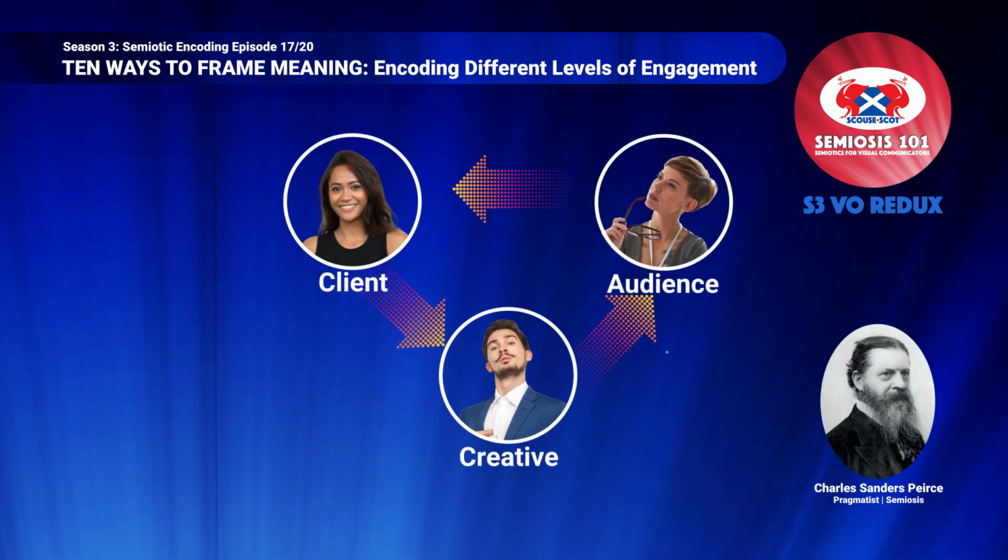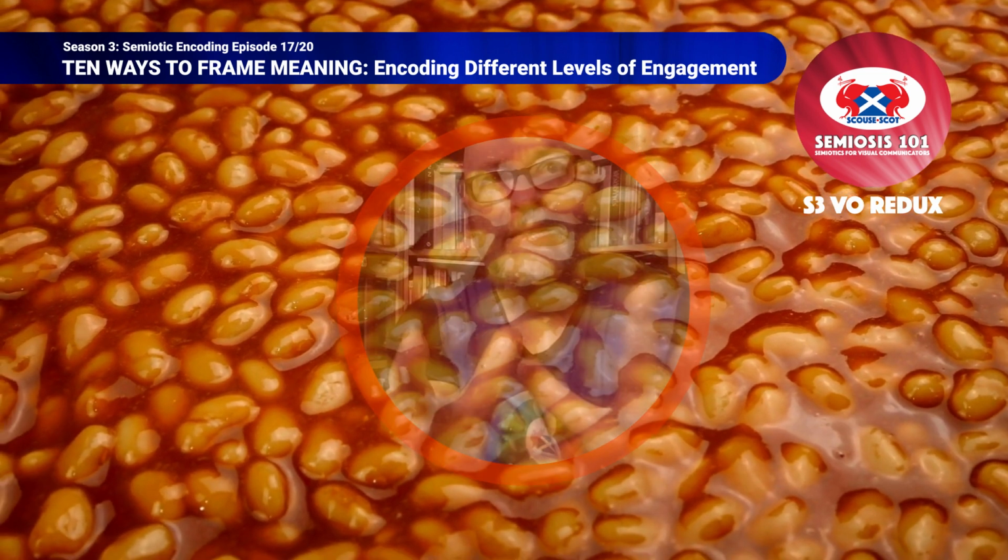When visually communicating something to someone, the sign classes are adaptable to your needs. Let me quickly give you an example. Your client wants you to provide a design or illustration outcome so their audience can buy baked beans.